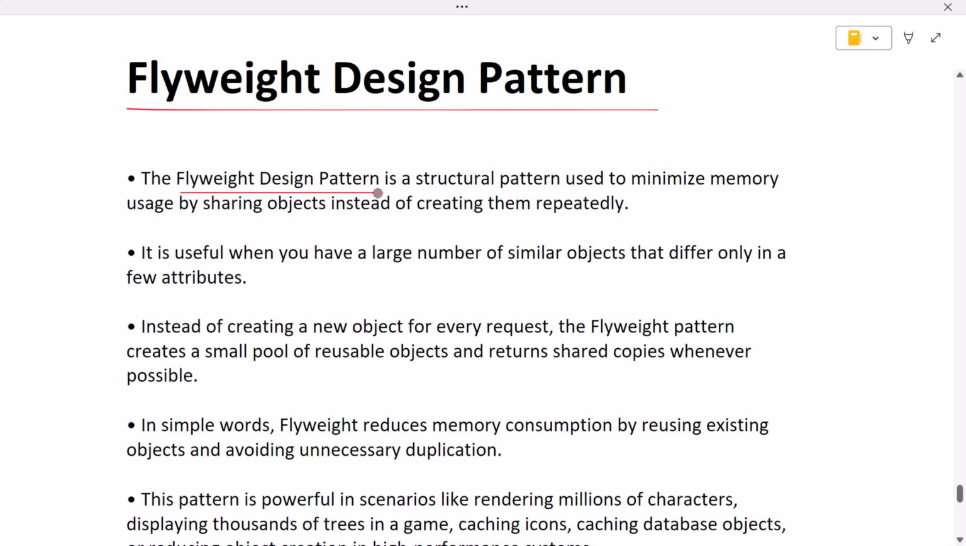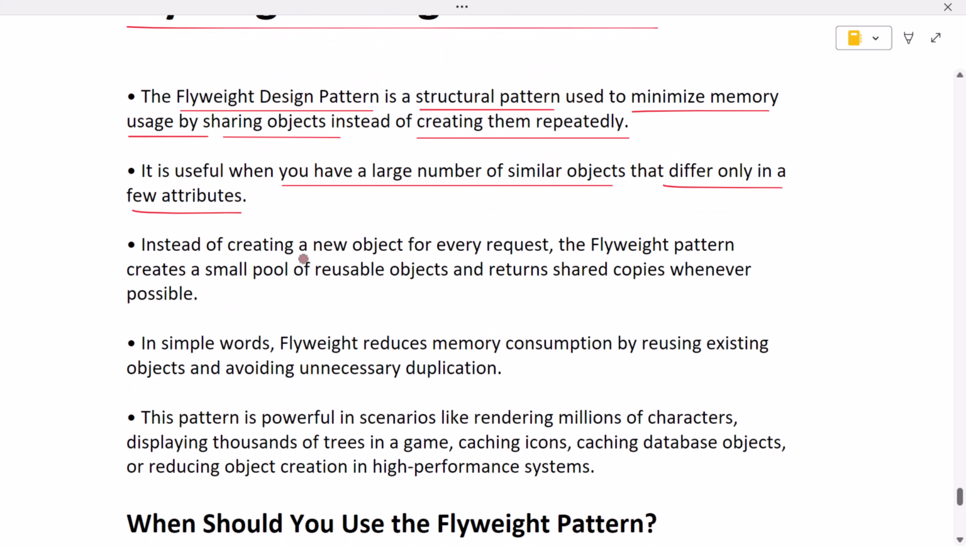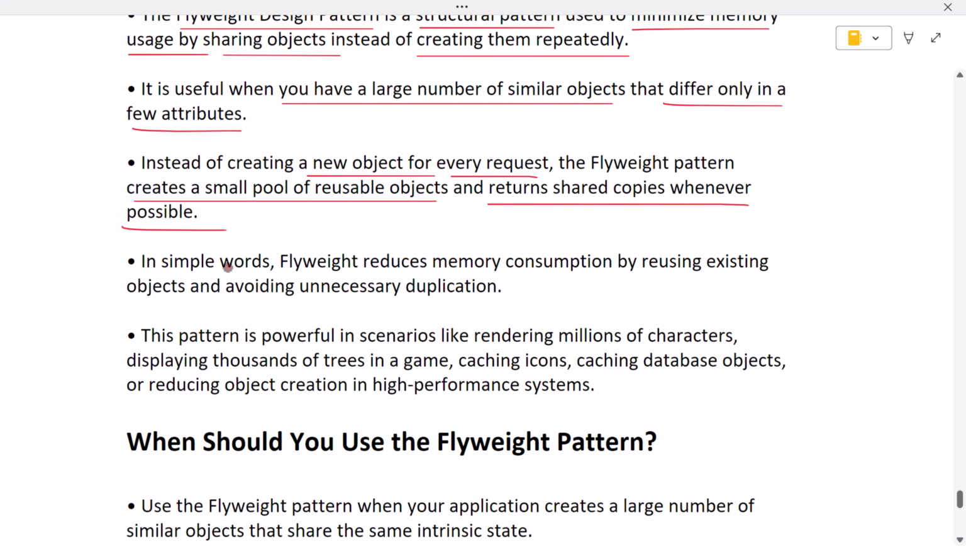The flyweight design pattern is a structural pattern used to minimize memory usage by sharing objects instead of creating them repeatedly. This pattern is extremely useful when you have a large number of objects that are similar and differ only in a few attributes. Instead of creating a new object for every request, the flyweight pattern creates a small pool of reusable objects and returns shared copies whenever possible. In simple words, flyweight reduces memory consumption by reusing existing objects and avoiding unnecessary duplication.